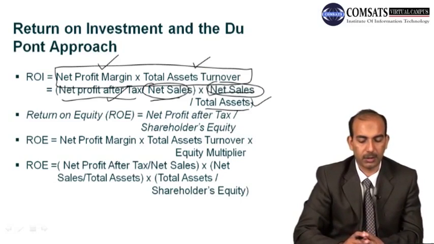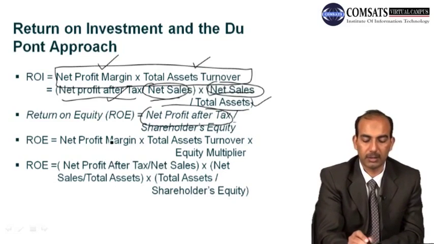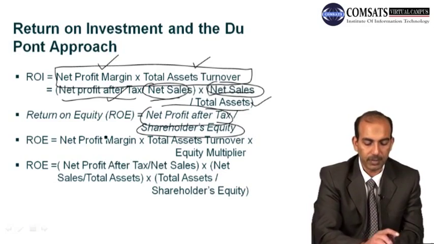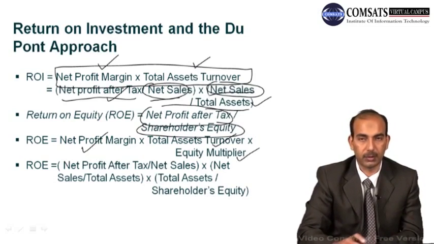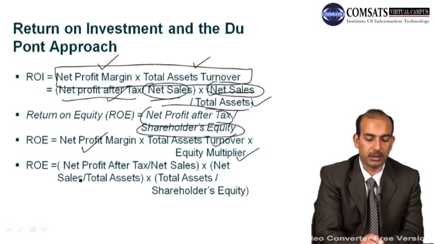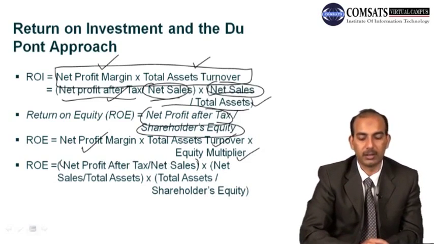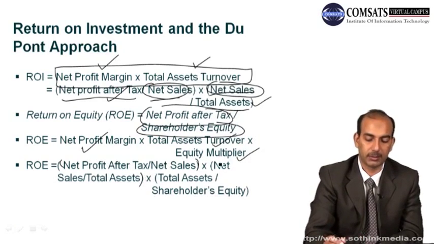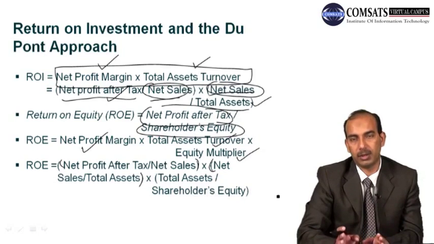And then we talk of return on equity. In this case, again, we have a formula: net profit after tax divided by shareholders' equity. But in case of the DuPont approach, we make it net profit margin into total assets turnover into equity multiplier. So if you look at this formula, net profit margin, that is net profit after tax divided by net sales, in the first bracket, and then in the second bracket, total assets turnover, net sales divided by total assets, and then equity multiplier, which we get by dividing total assets by shareholders' equity.